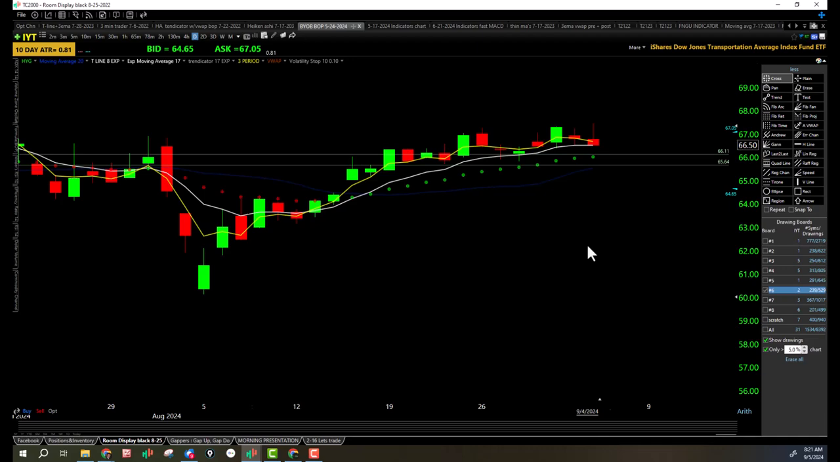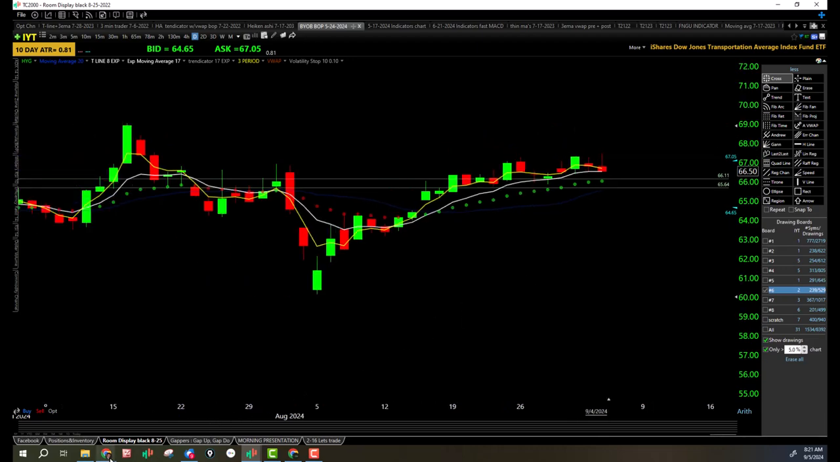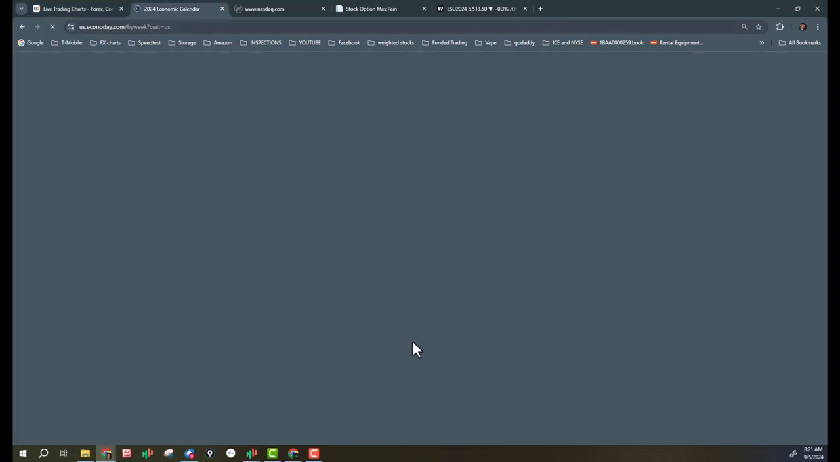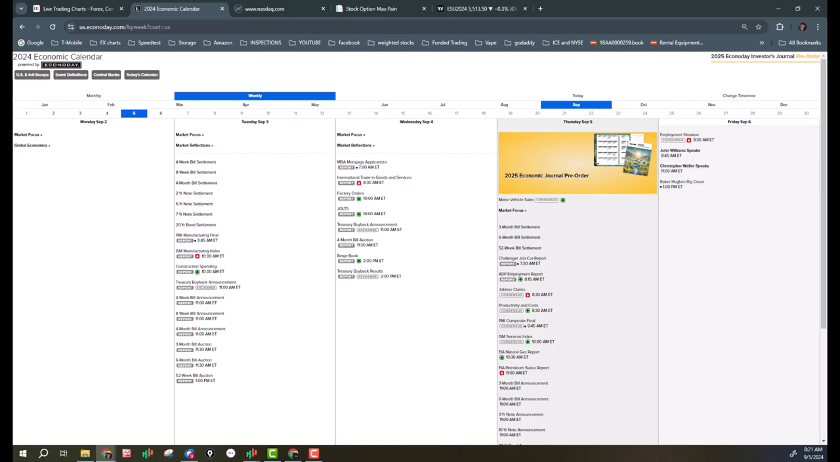All right, so let's go take a look at our economics package. All right, so, oh, look at that. Dollar's moving down. Okay, economic calendar for today. Today's Thursday. All right, what do we got here? Motor vehicle sales came out earlier this morning or sometime today. Got Challenger job cut report.